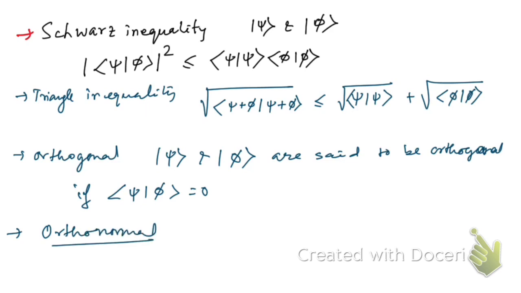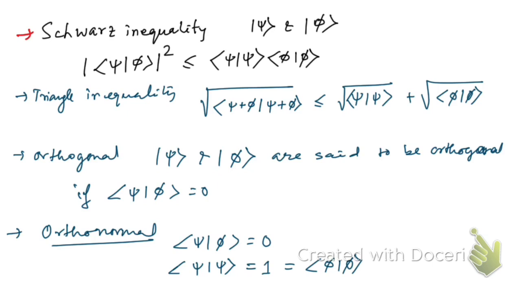So for this case, it must satisfy the condition of orthogonality, perpendicular, and it must satisfy the normalization condition also. This must be equal to 1 and this must also be equal to 1. If these two functions satisfy the normalization condition as well as the orthogonal condition, then they are said to be orthonormal. So hope you have understood this.